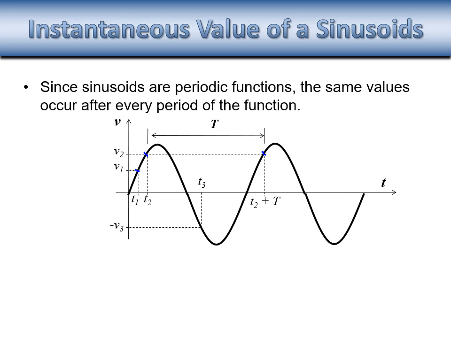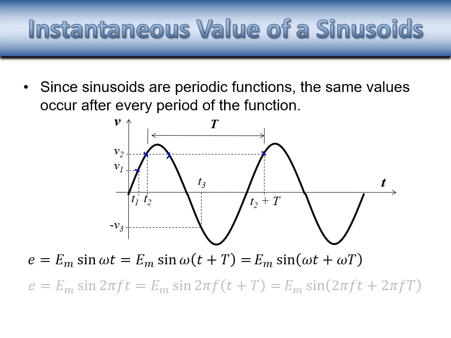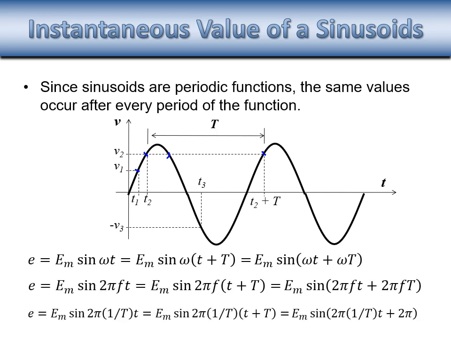And not only that, there's also a value here. That's because of the symmetry of the function. So therefore, a sinusoidal function can be expressed also as this one, since if you add a period to the time, you will get the same value. So here you could also express it as this one or this one.